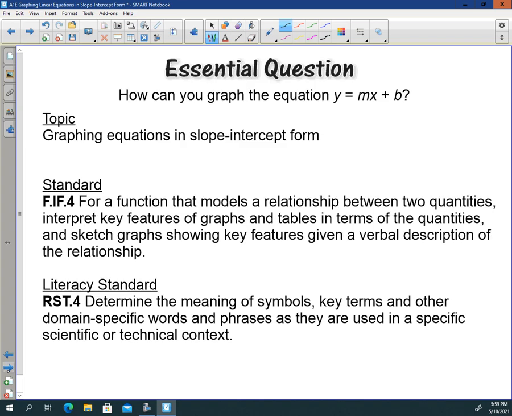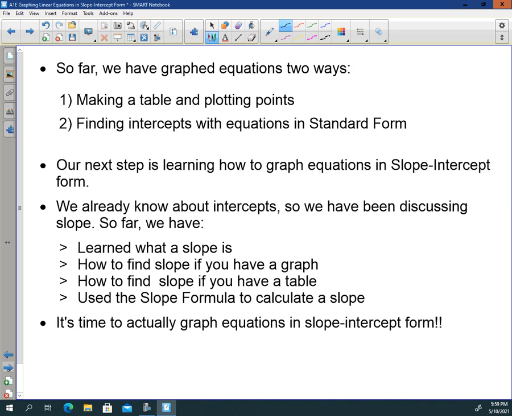Okay, the essential question today: how can you graph the equation y equals mx plus b? And the topic finally is graphing equations in slope-intercept form. Here we go. So another recap. So far, we've graphed equations in 2 ways. We made a table and plotted points, but we found that that wasn't the greatest way because there was a lot of work. So then we started looking for shortcuts.